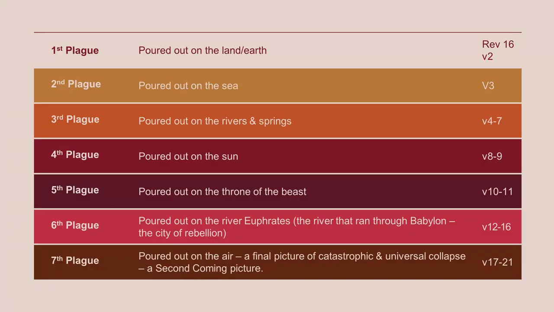Yes. So plague number one is poured out on the land, on the earth. Plague number two on the sea. Plague number three on the rivers and the springs, verses 4-7 of chapter 16. Plague number four is poured out on the sun. The sun actually represents the light, or the major source of light in the world. The secondary source is the moon, and the third source is the stars at night. So he pours out this plague on the major source of light.